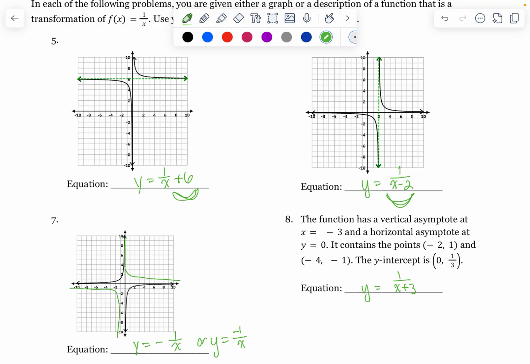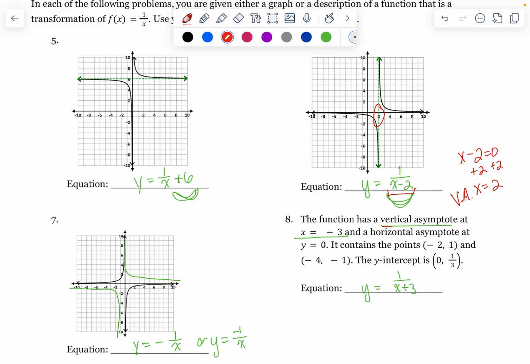For number 8, if we know a vertical asymptote is at -3, that helps us. Looking at question 6, we had a vertical asymptote at +2, and our denominator was x minus 2. The reason is if I do x minus 2 equals 0, I get x equals +2, which is my vertical asymptote.